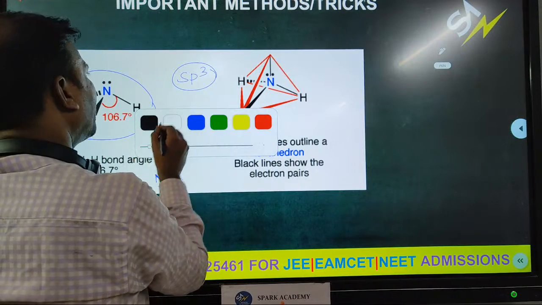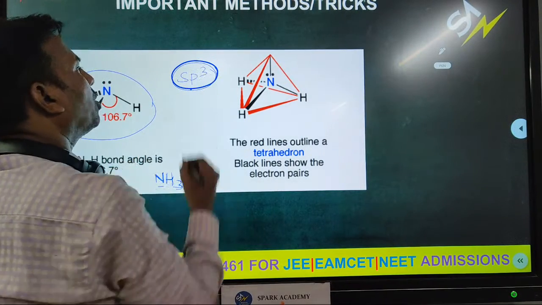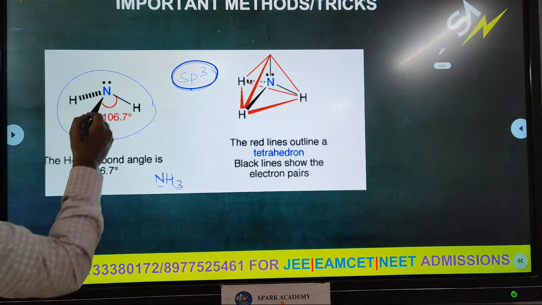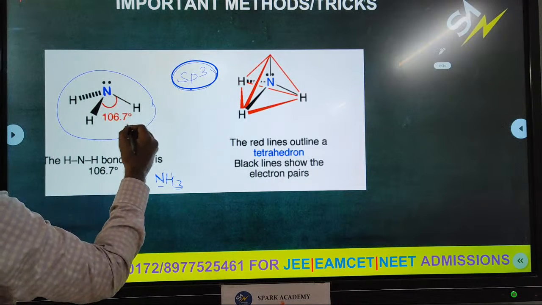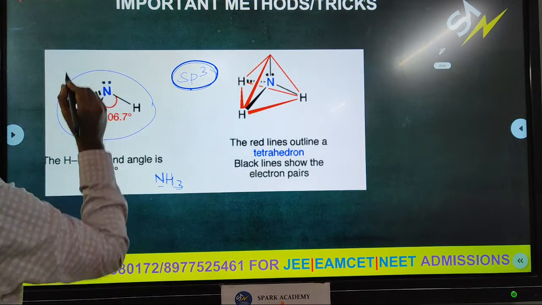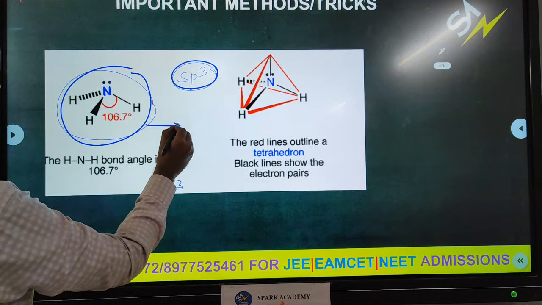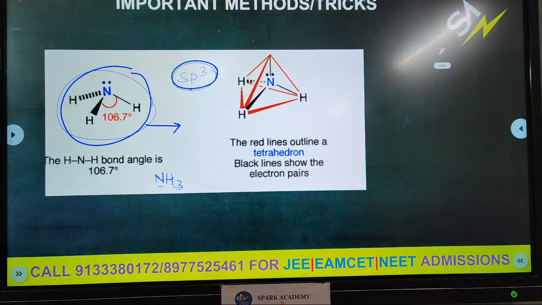So what about the geometry? The geometry is tetrahedral. The red lines outline the tetrahedron, and the black lines show the electron pairs. But here, due to the lone pair on the nitrogen, which is the central atom, it has one lone pair. Due to the lone pair, the structure is distorted, and the structure is pyramidal.